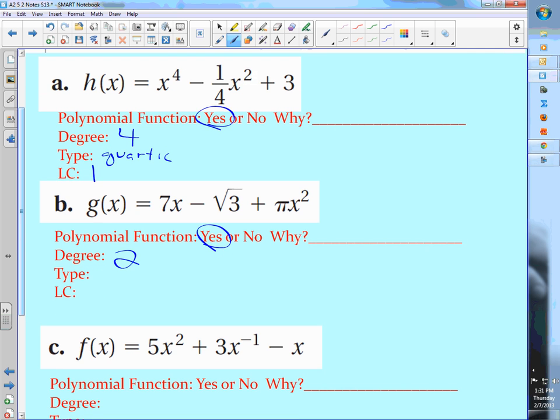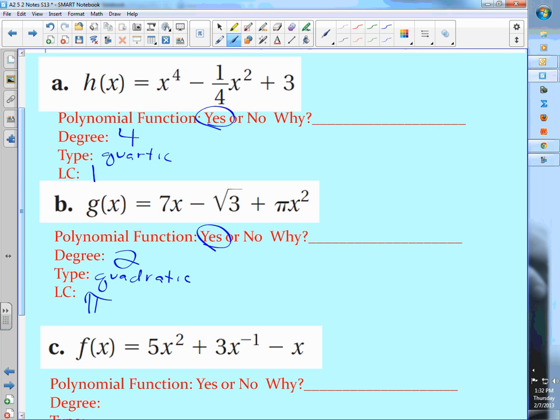2. Highest power on the variable is the 2. So if it's a degree 2, we just spent a whole chapter working with them. What do we call them? Quadratic. And you know the graph is going to be a what? Parabola. What's the leading coefficient on this? Be careful again. Pi. The leading coefficient isn't 7 because it's not in descending order. It's not in standard form.